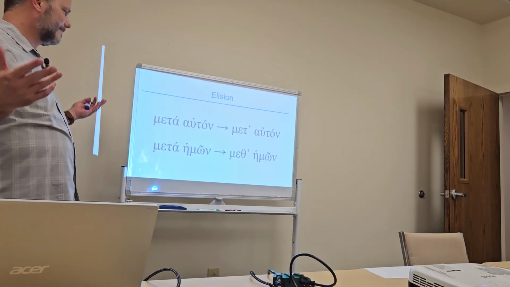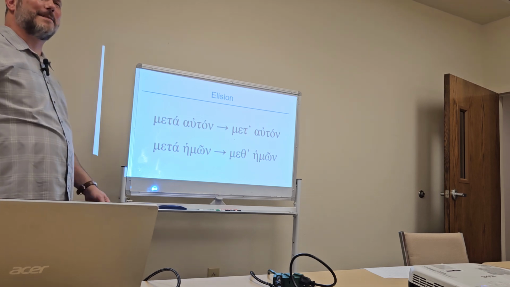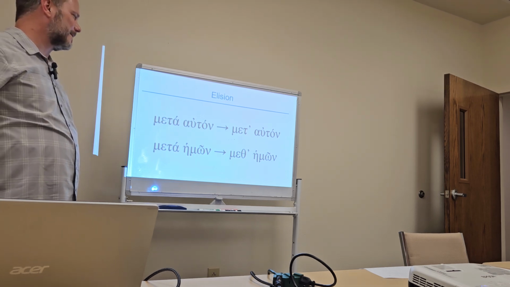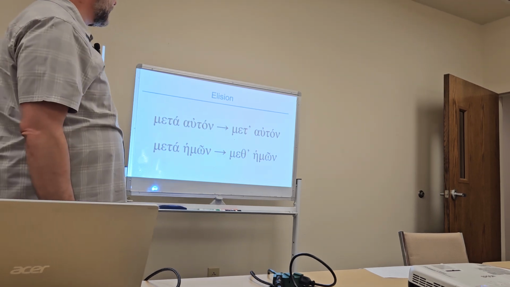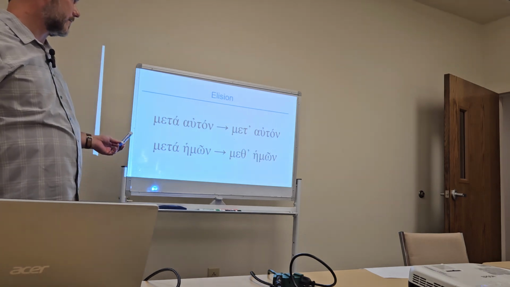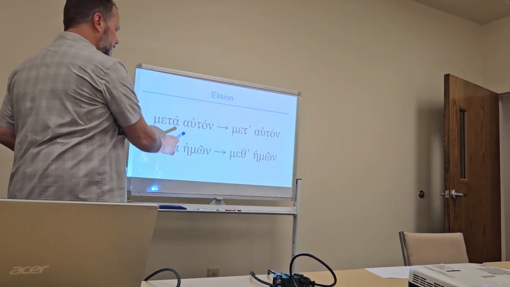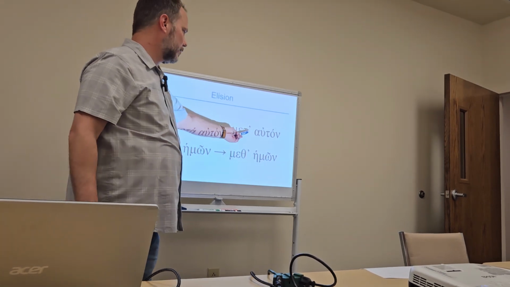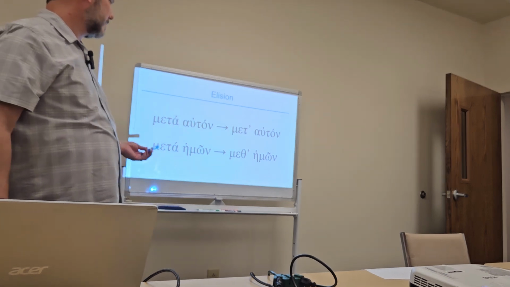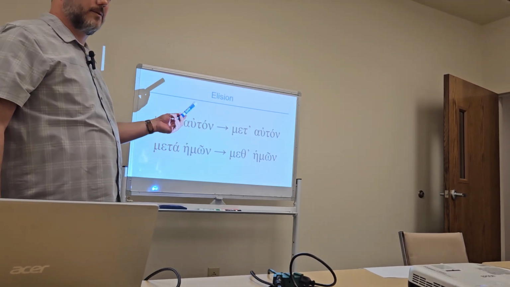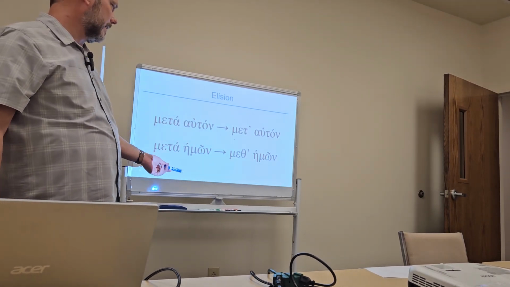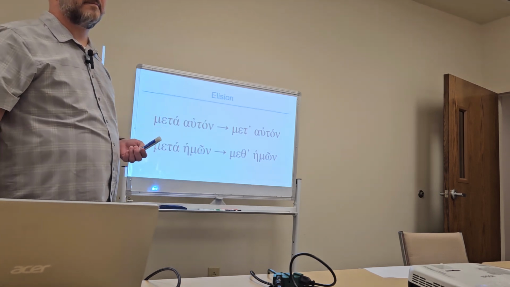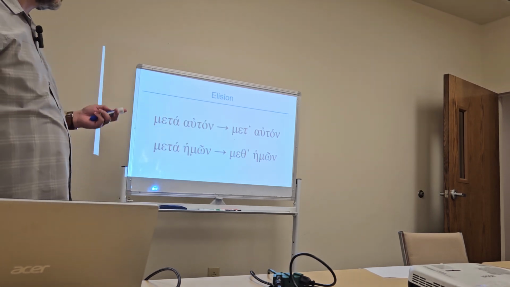Oh, there we go. I keep forgetting that I have stuff here that's better for marking up. So you have how the elisions function. We end up dropping the alpha, putting this little apostrophe in place. From metahumon you end up having meth' humon.